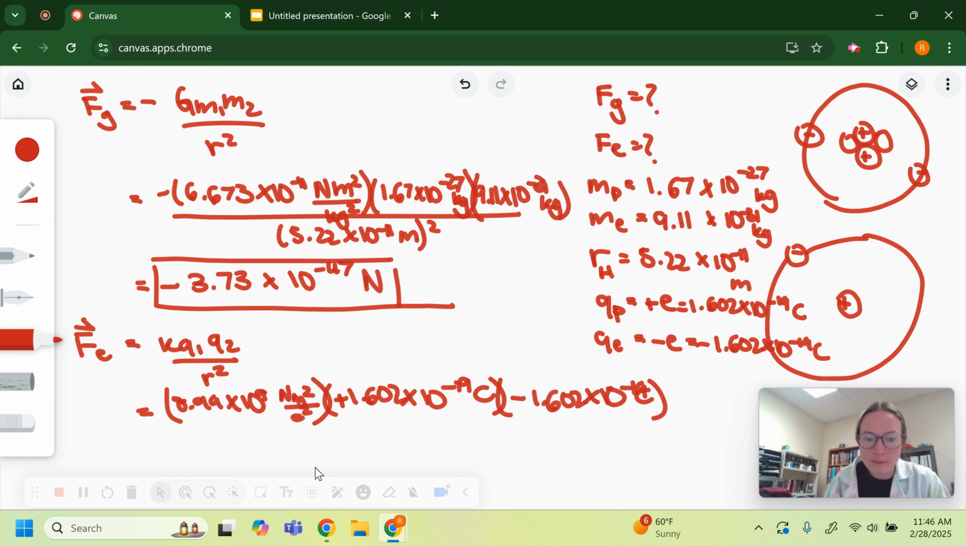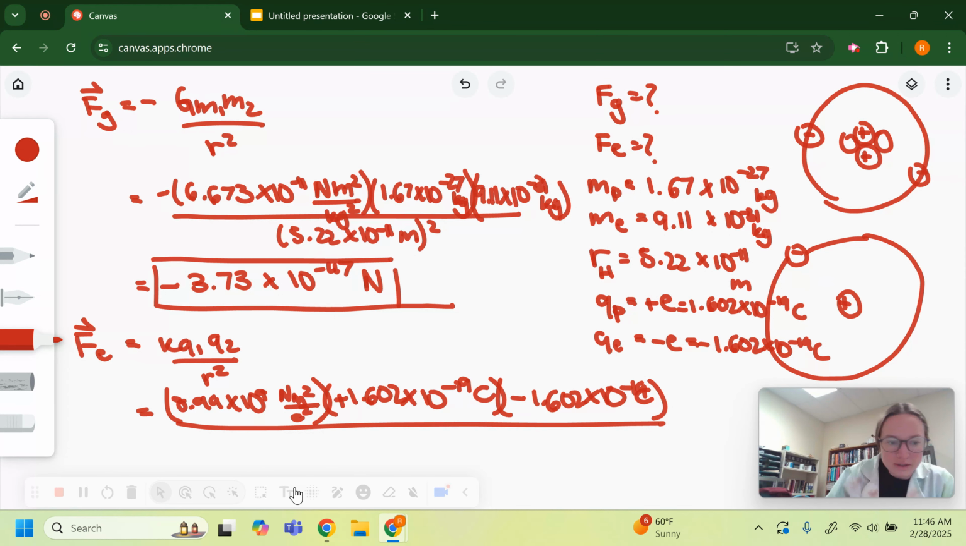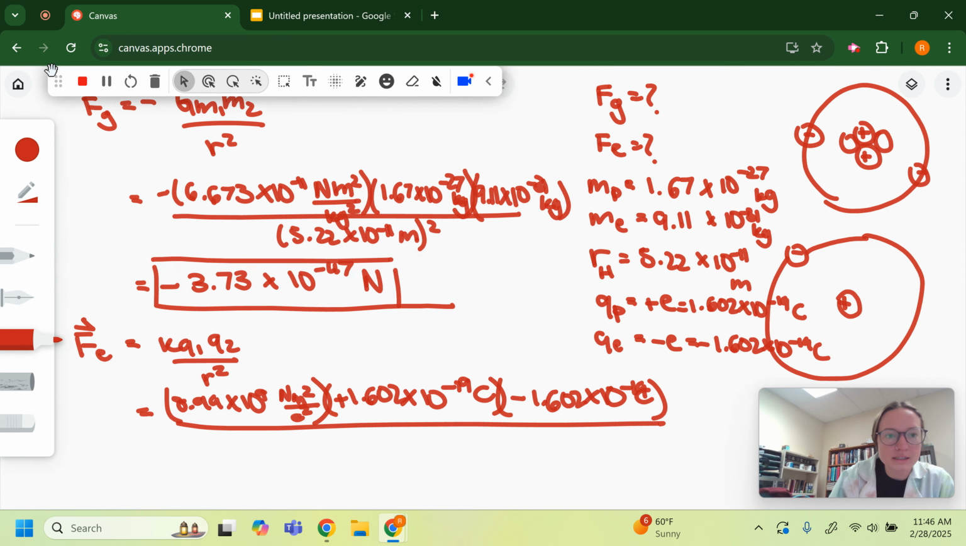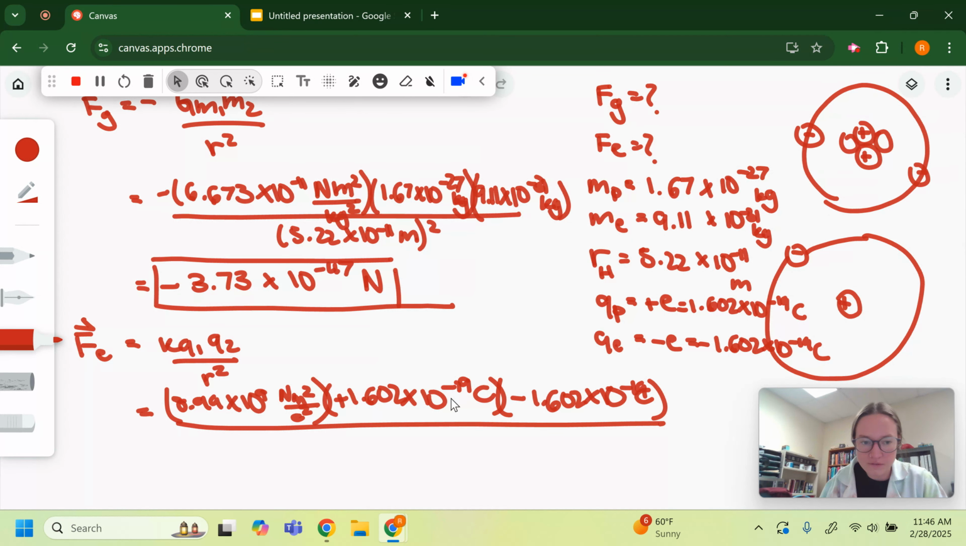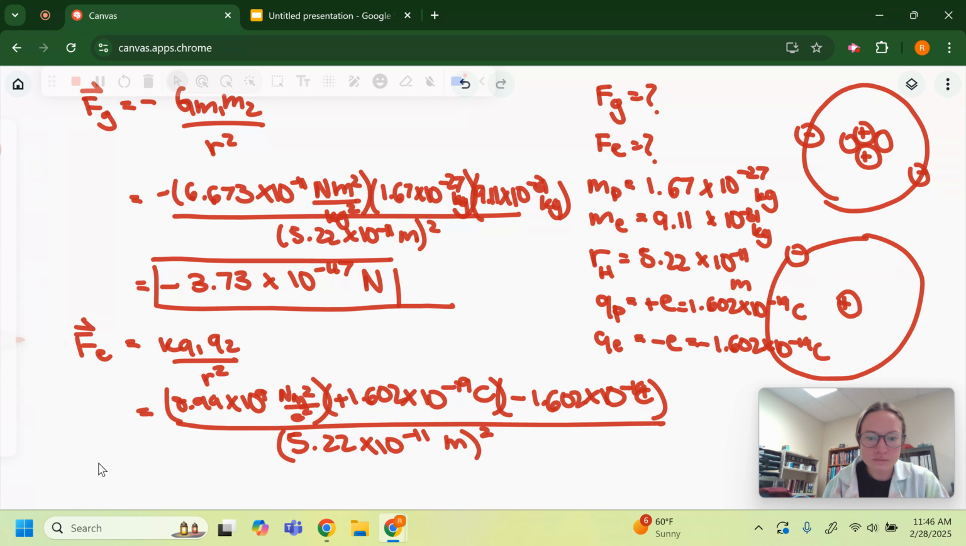Divide that all by my radius squared. My radius is equal to, oh, wait. I need to move this little thing out of the way. So sorry. Slide up here, please. Thank you. My radius is equal to 5.22 times 10 to the negative 11th meters. So I plug in 5.22 times 10 to the negative 11th meters. All of that is going to be squared. Plug that into your calculator.